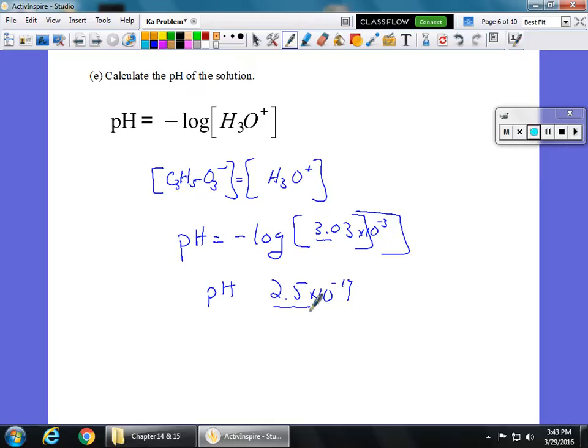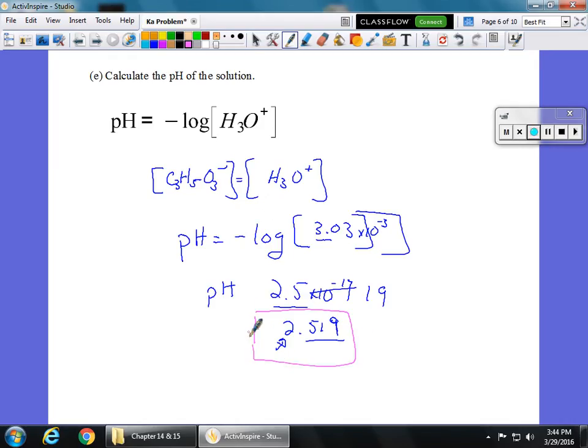Well, our pH should be somewhere between 2.0 and 3.0. In this case, it happens to be 2.519, and I'm leaving that as 3 significant figures. Only the numbers after the decimal in a pH are significant, because the 2 here just basically tells us the power of 10. The 3 digits after are the ones that are going to be significant. So that's expressing this number to 3 significant figures.